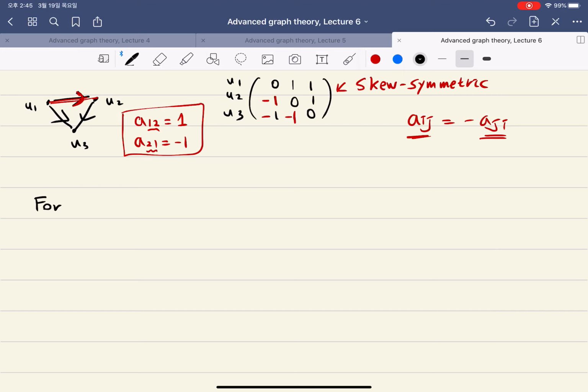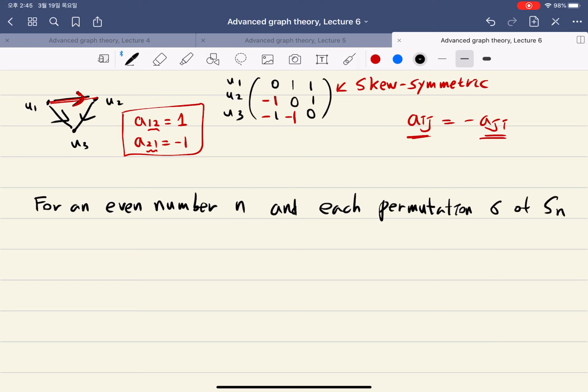And for an even number n, let's consider graphs with n vertices. Now we want to talk about perfect matchings. For that, it is necessary that the number of vertices n is an even number. And now we take a permutation sigma in S_n. We want to correspond the matching with the permutation. In the bi-adjacency matrix it was natural, but for the adjacency matrix it's not really obvious how we want to do it.